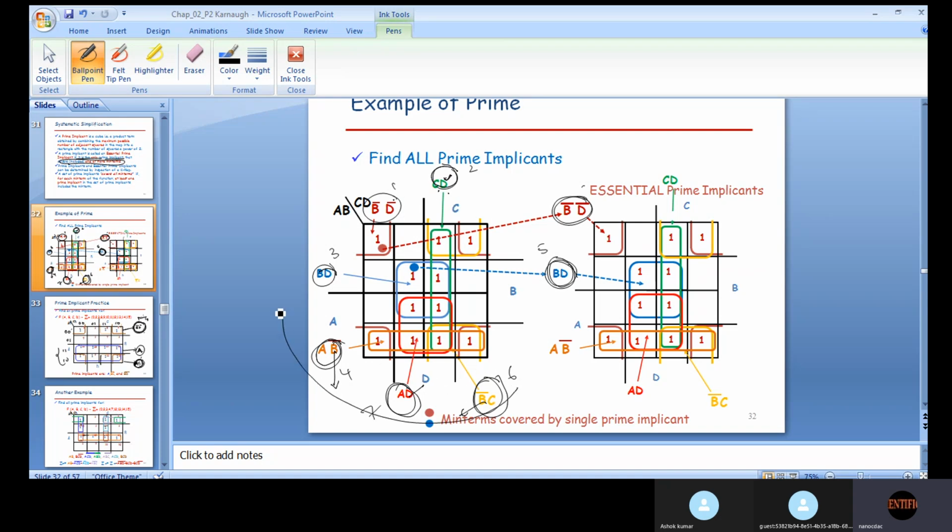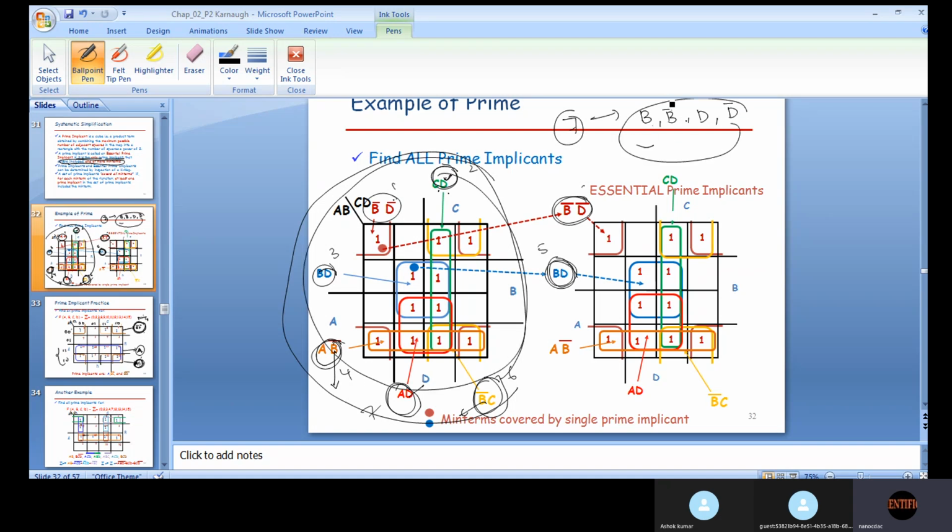In each and every prime implicant, ఇక్కడ మనకు 7 prime implicants లో మీకు either B అయినా కనిపిస్తుంది, B bar అయినా కనిపిస్తుంది, either D అయినా కనిపిస్తుంది, D bar అయినా కనిపిస్తుంది. So B bar, D bar are covering all the other prime implicants. So these are called essential prime implicants.